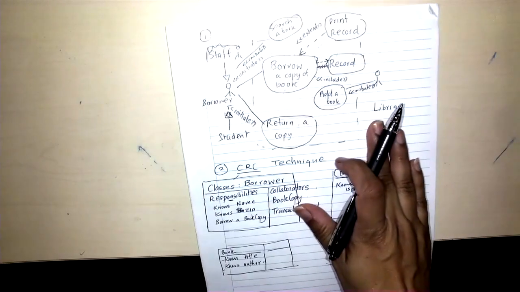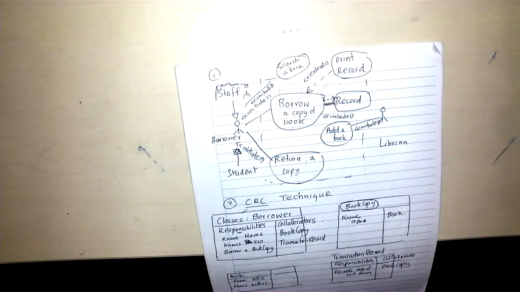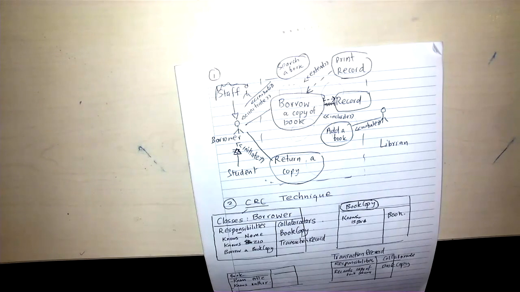So let's go back to this use case of borrowing a book. When a student tries to borrow the book, they are trying to search for a copy of the book, so they're going to be collaborating with a class called the book copy. Once they know it's available, they say, I want to borrow the book, and that's going to create a record, the loan transaction. So there is another class called a transaction class, and what does that do?